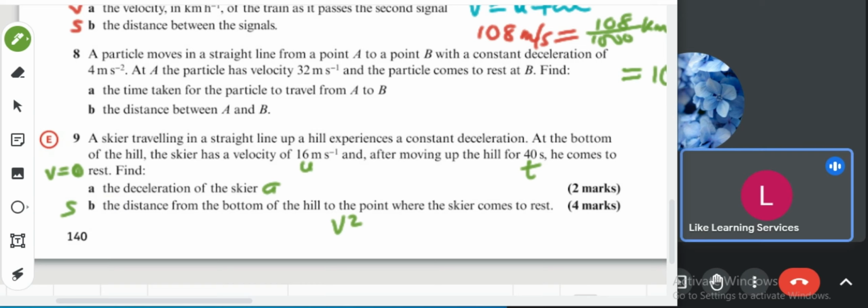This second one is asking us for S. If you don't use V squared equals U squared plus 2AS, you can even use S equals UT plus half AT squared. Make S the subject of the formula simply: S equals UT plus half AT squared. Okay.